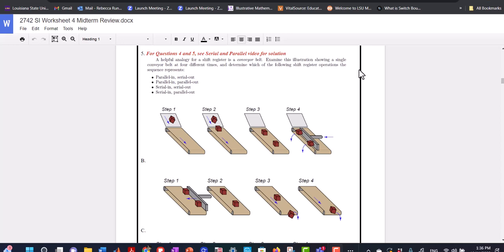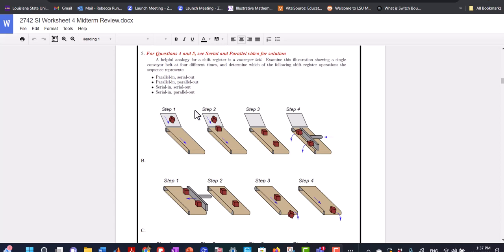To show you the difference between serial and parallel, you have in and out. So when you have registers, you can load values and you can also get values out of it. Parallel means that you're doing two at the same time, and serial means you're doing one after the other.